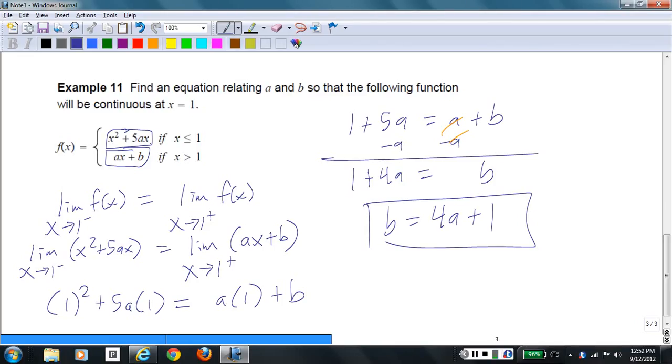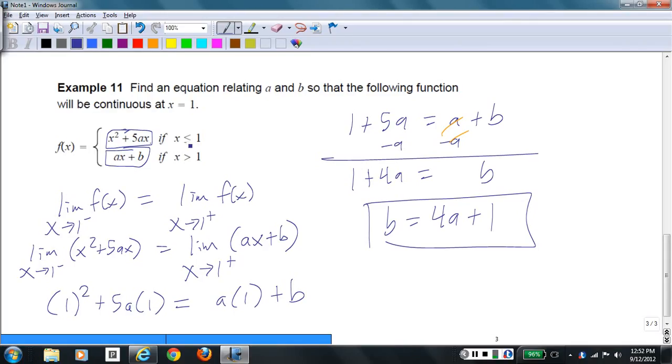Now the function is defined at 1, and it's going to be defined to be the value of this limit as x approaches 1 from the left. So as long as I ensure that that's equal to the limit of f of x as x approaches 1 from the right, it's going to be continuous. So I need both of the one-sided limits to exist, I need them to agree, and I need the function to be defined to be this at 1. But for any choice of a and b, f of 1 is defined, and it's defined to be 1 squared plus 5a times 1. So it's going to equal this limit.